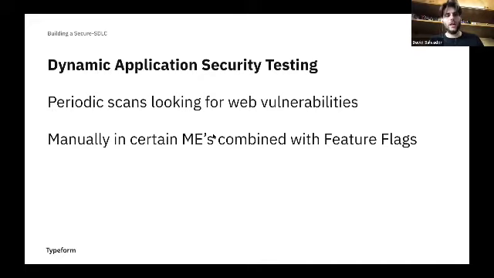Then we also have dynamic application security testing. The difference with static application security testing is that this testing is done against a running application. So when we implement a new feature of an application and we already deployed it, now we run some tests against this already running application. This can be done in two ways. One is through some automated tools that we have that look for common web vulnerabilities.